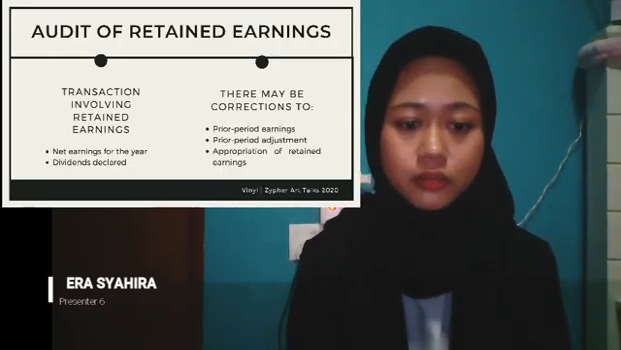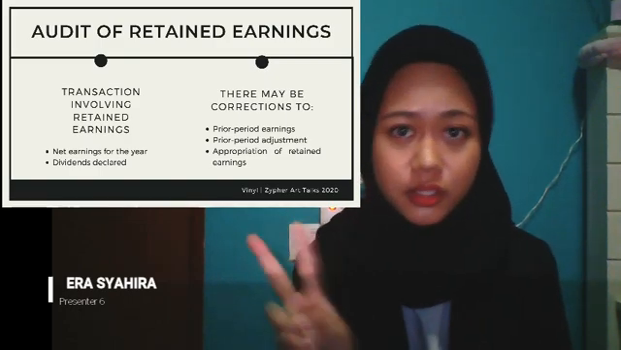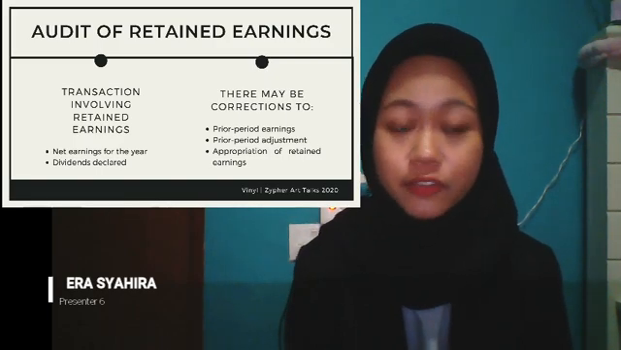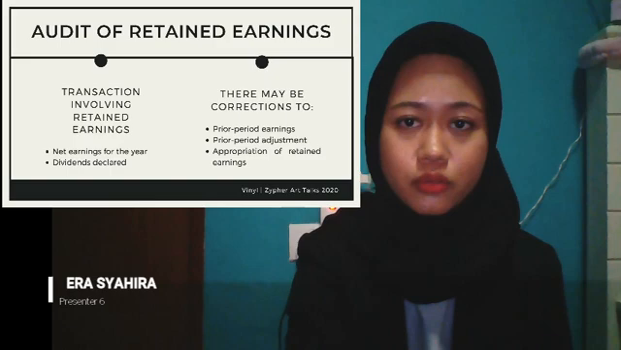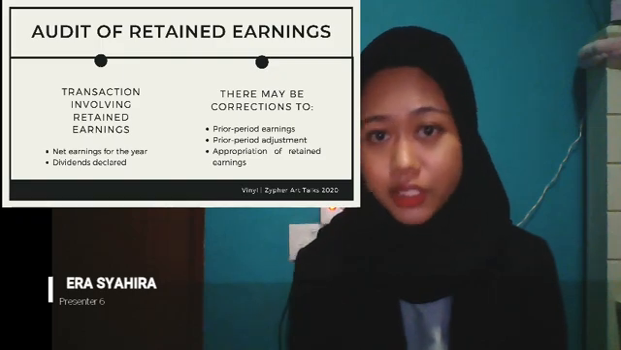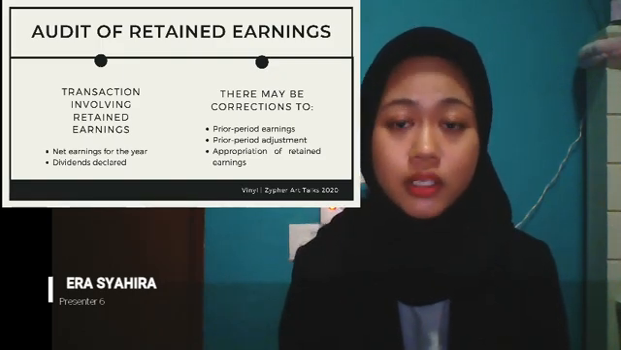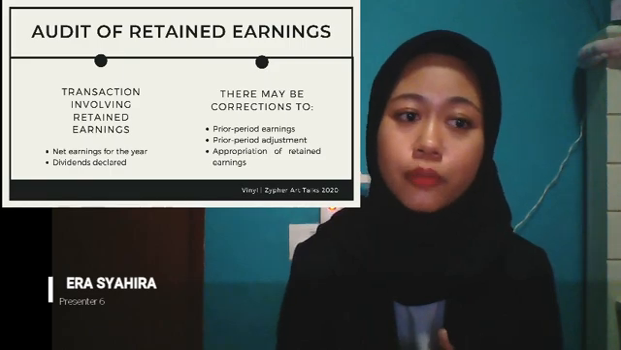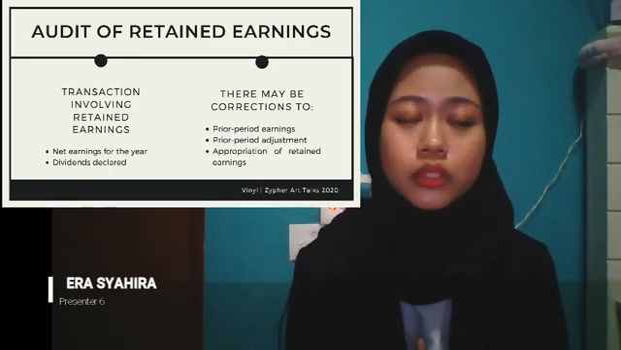So, next is audit of retained earnings. There are two transactions involving retained earnings, which are net earnings for the year and dividends declared. To begin your audit of retained earnings, first the auditor must analyze the retained earnings for the entire year. Firstly, you must get a schedule from your client that shows how the client got from the beginning to the ending retained earnings for the year ended.